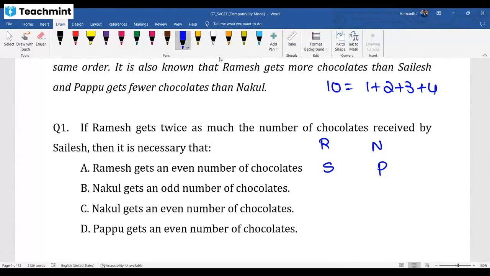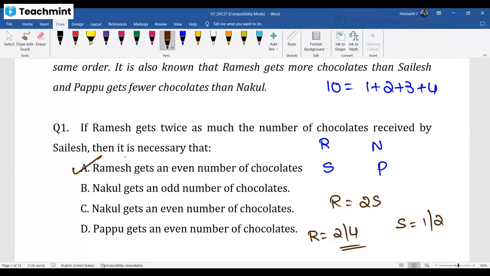Nakul gets an odd number, Nakul gets an even number, Pappu gets an even number, Ramesh gets an even number. Which is the correct option? Excellent, Madhuri. Option A, Ramesh gets even, because Ramesh is twice Sailesh. Whether Sailesh is one or two, only two chances. If Sailesh is one or two, then Ramesh can be two or four. Both are even numbers only.